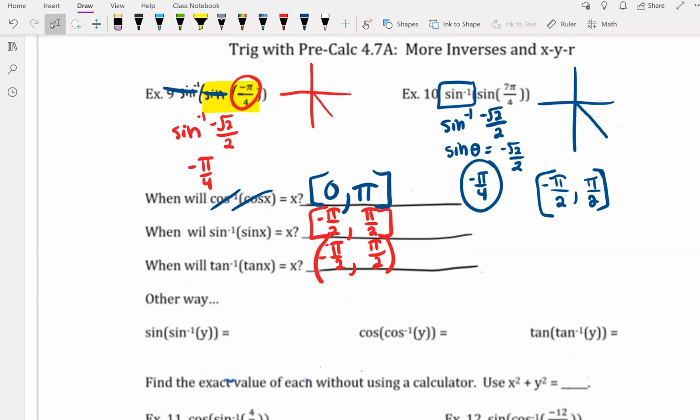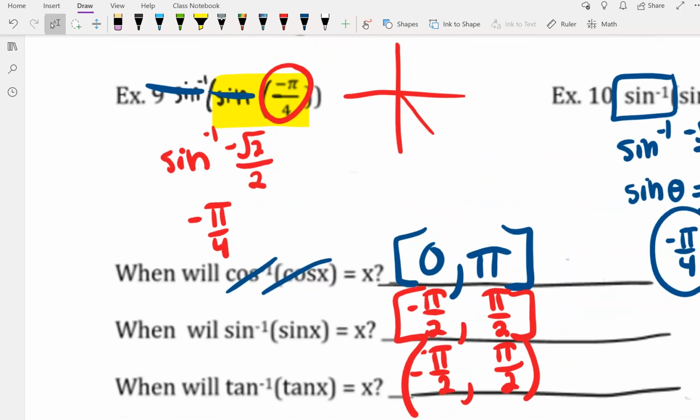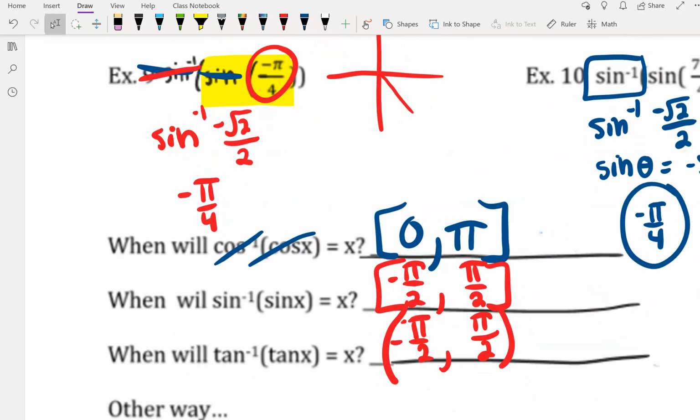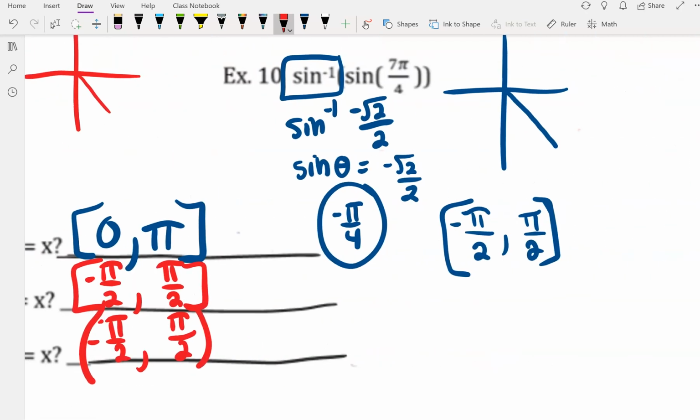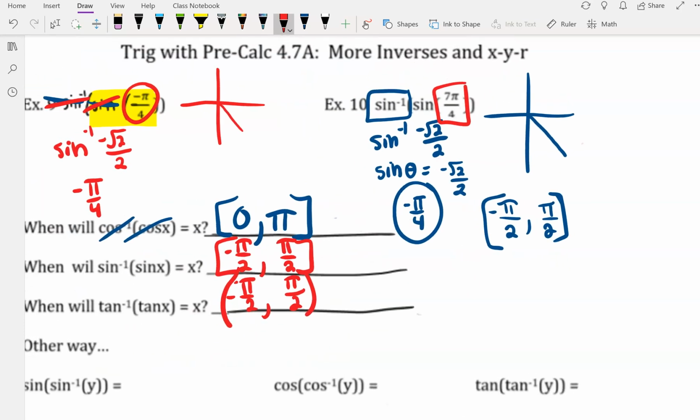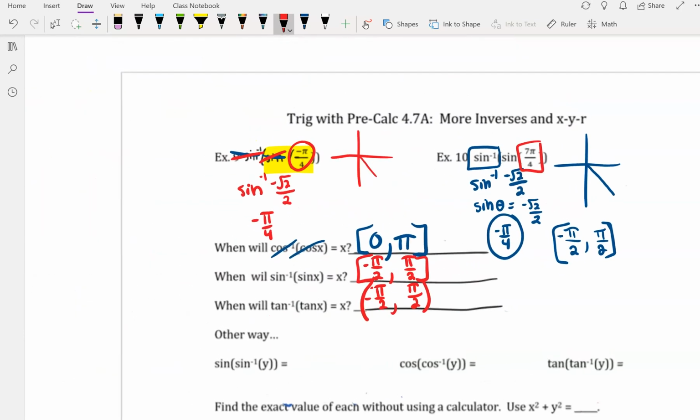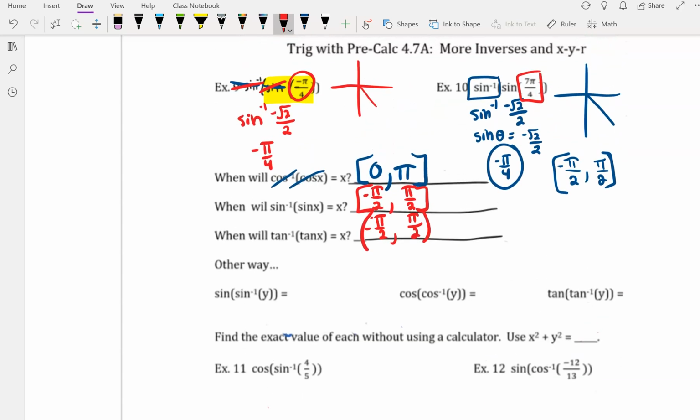All right, so that means on example number 9, we were allowed to cancel out the signs because of the fact that negative pi over 4 is between negative pi over 2 and positive pi over 2. But we weren't able to just cancel these out on number 10 because 7 pi over 4 is not between those two values. So be careful on that. If you're wanting to cancel stuff out, make sure your number is between the two values that give you your principal values.